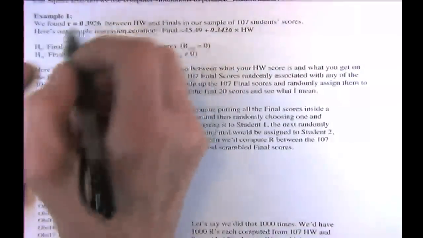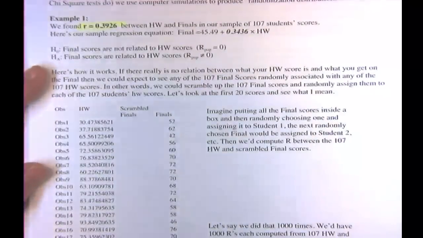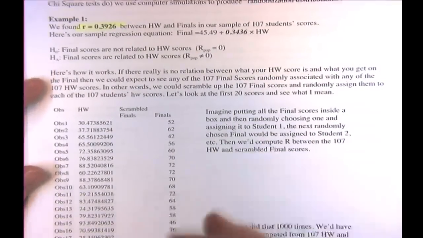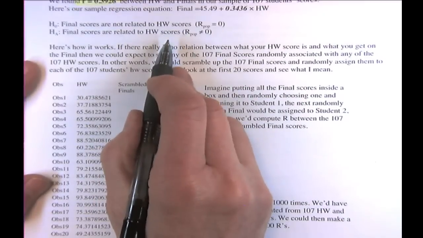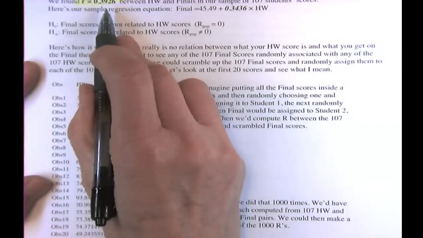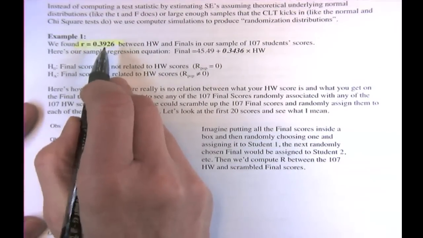We found that. But our null is that in the population, it doesn't exist. So here's how it works. And the alternative is, no, in the population, this is too big to be due to chance. We'd expect R equals 0, but it's too big to be due to chance. We think it's real.